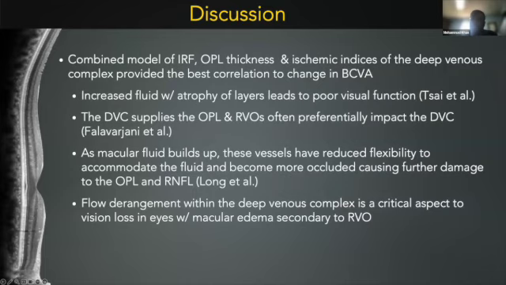So we know that the deep venous complex supplies the outer plexiform layers, and RVOs preferentially impact the deep venous complex. So as macular fluid would build up, these vessels in the DVC would have reduced flexibility to accommodate the fluid and become more occluded, causing further damage to these retinal layers. And flow derangement within the deep venous plexus is a critical aspect to vision loss in eyes with macular edema secondary to RVOs.